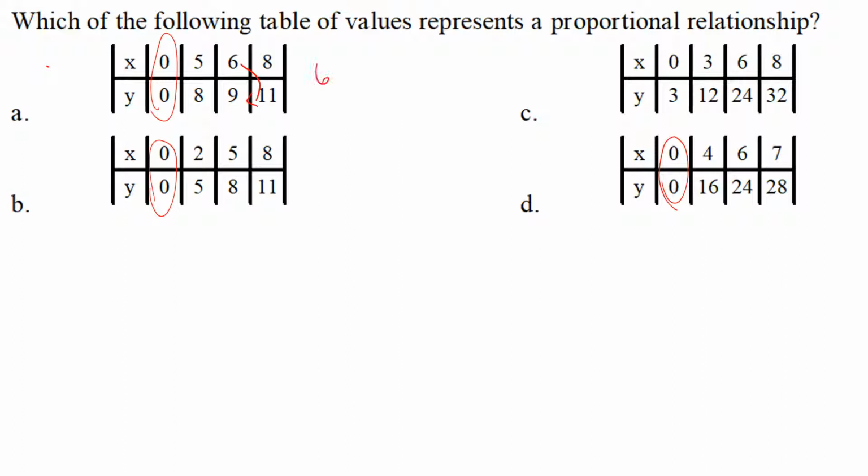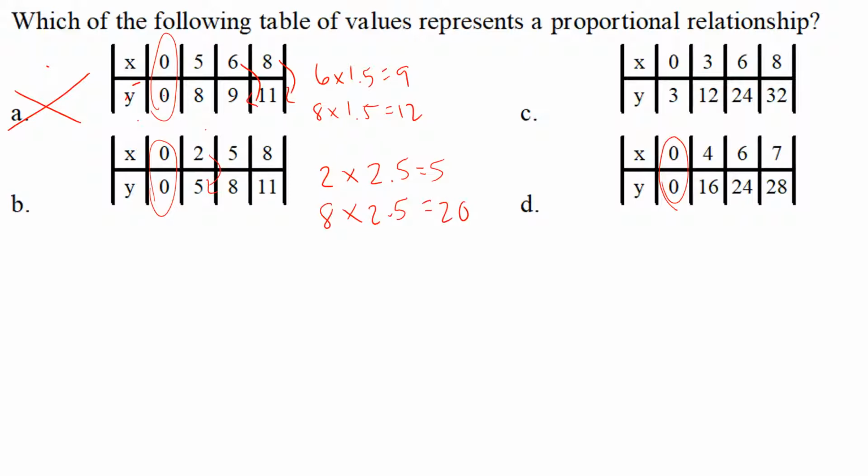6 times 1.5 equals 9, but 8 times 1.5 equals 12. It's not A. 2 times what? 2.5 equals 5. But 8 times 2.5, let's see, 8 times 2 is 16, and half of 8 is 4. So that's 20. So if I multiply 8 times 2.5, I do not get 11. I get 20. So it's not that.